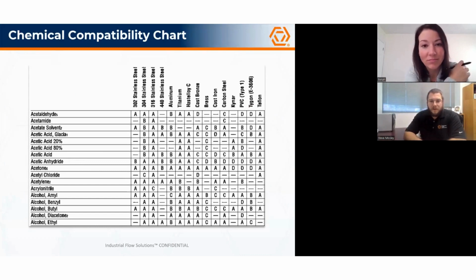In order to determine what pump materials are compatible with the chemicals in your application, consult one of the many publicly available chemical compatibility charts. These charts are available through both pump and chemical manufacturers.